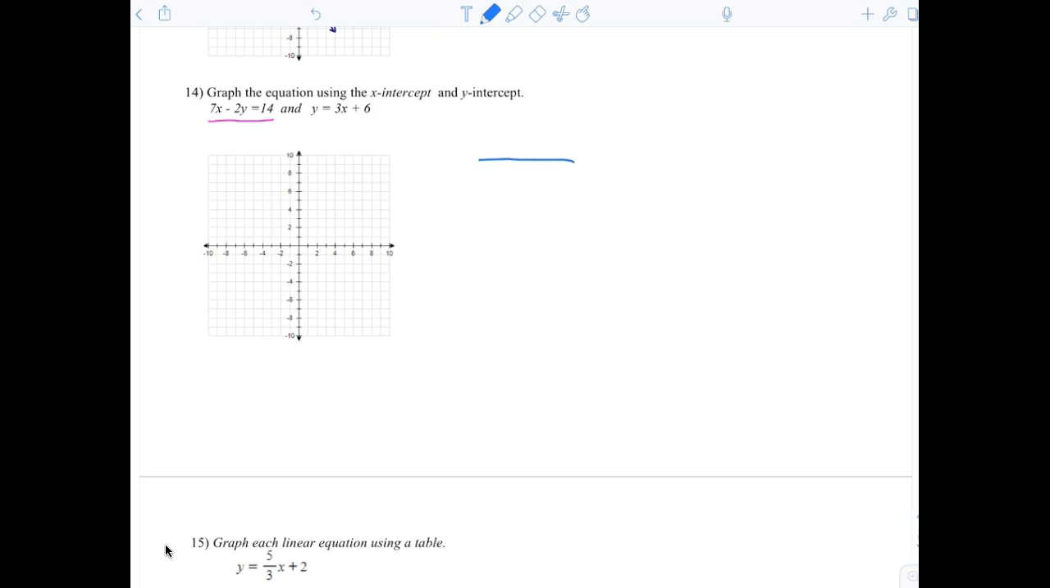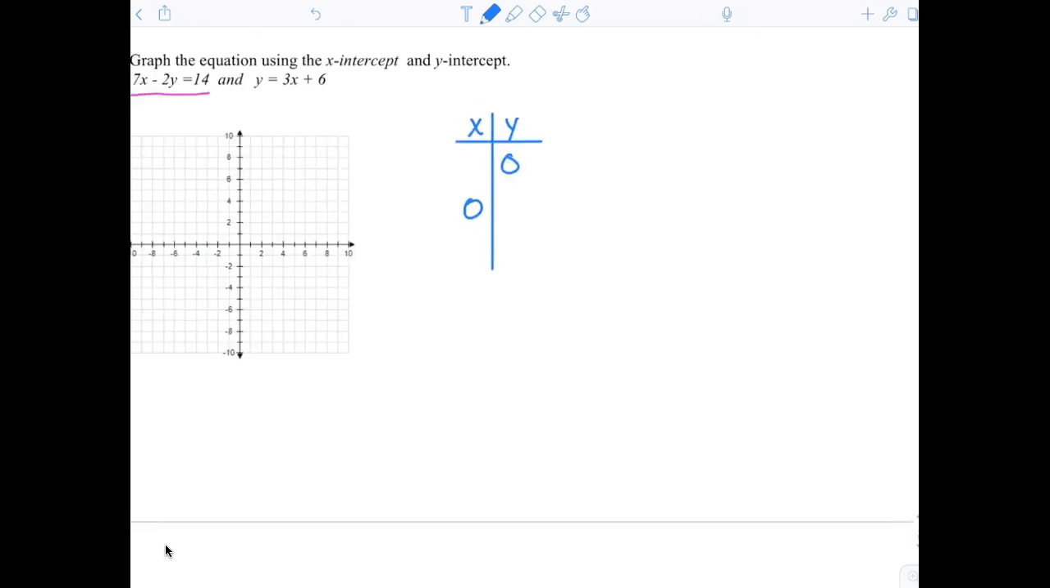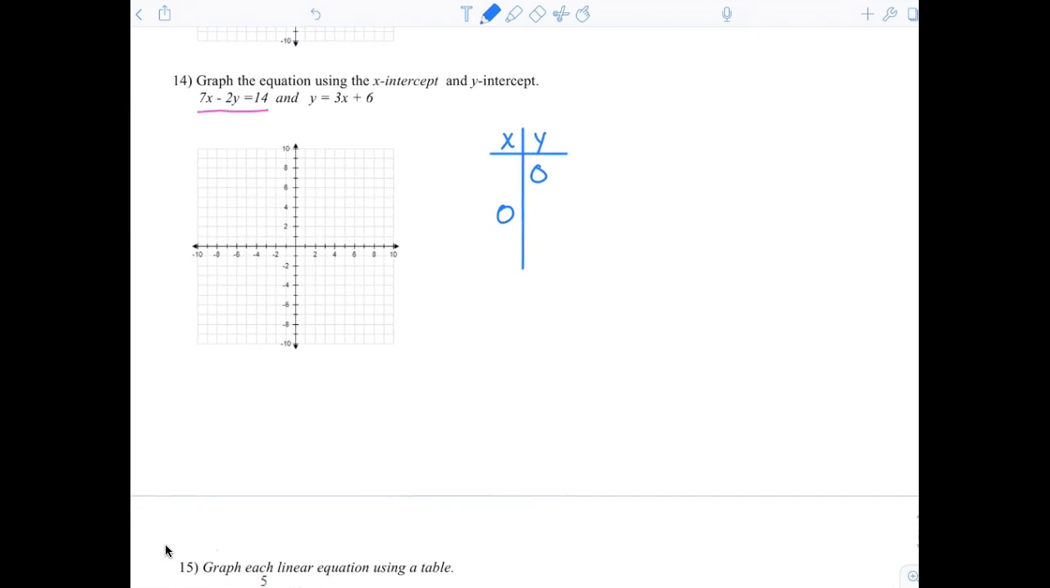All right, here we go. We're going to make an x and y axis, an x and y table, where y is 0 and x is 0, and you're finding the corresponding point. The first one we're doing is 7x minus 2y equals 14. Now this should be mental math at this stage of the game. If y is 0, x is what? 2. Some of you just need to use a calculator for 14 divided by 7.